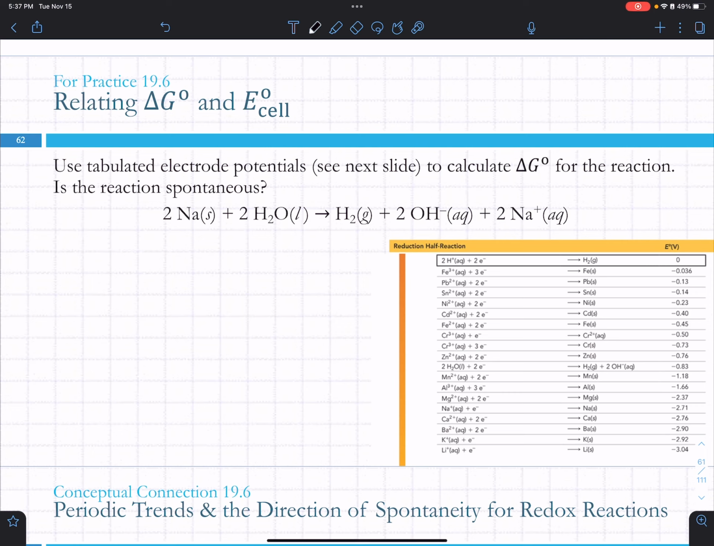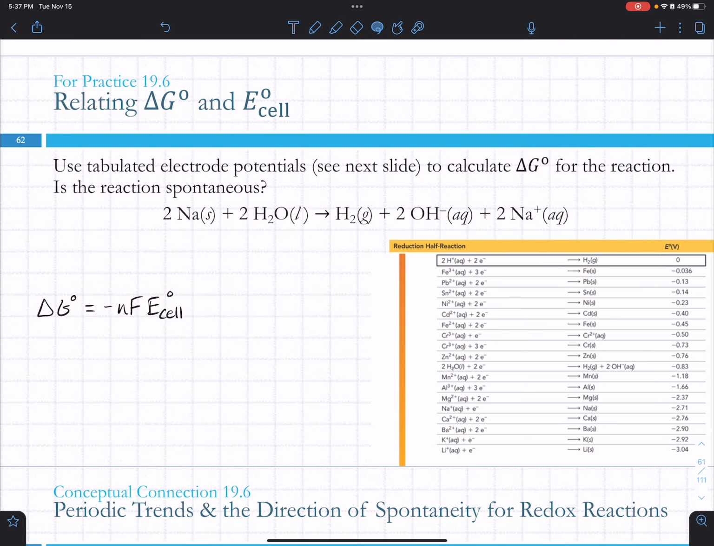So then, of course, the next thing is to actually use it. Using tabulated electropotentials, use the potentials to calculate delta G for the reaction. So our equation: delta G naught is equal to negative n F E cell, standard conditions.